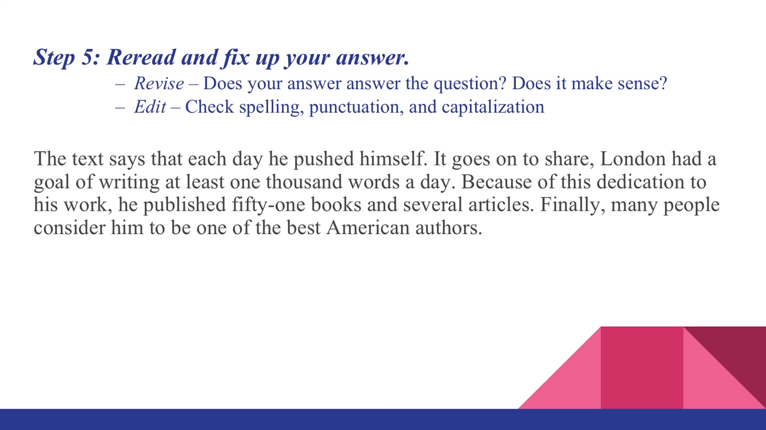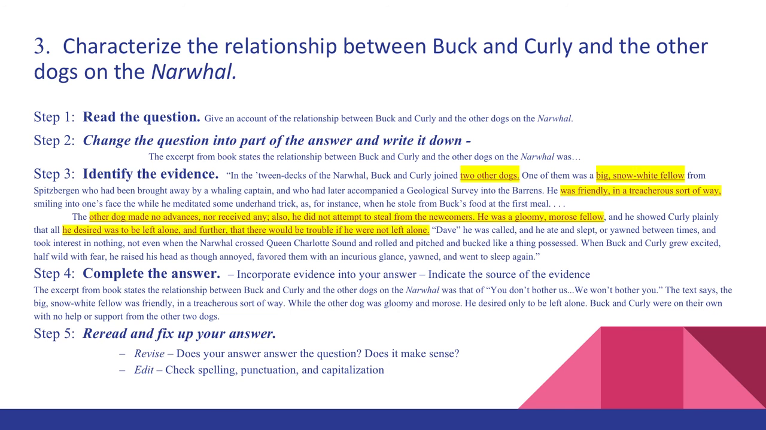All right, so the third question that we had was to characterize the relationship between Buck and Curly and the other dogs on the Norwell. Here I have put the whole process on one page. Step one, remember, was to read the question. Step two was to change the question into part of the answer and write it down. The excerpt from the book states the relationship between Buck and Curly and any other dogs on the Norwell was, and I need to identify my evidence.